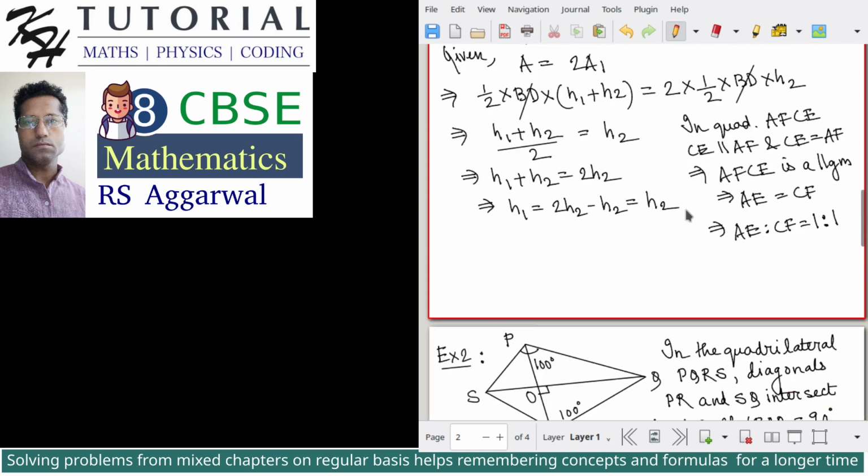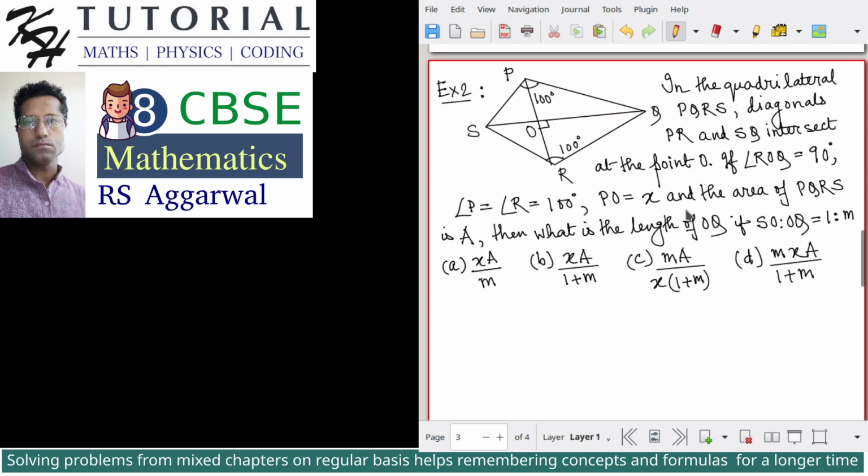Okay, let's do the next problem. In the quadrilateral PQRS, the diagonals PR and SQ intersect at the point O. If angle ROQ is 90 degrees, angle P is equal to angle R is equal to 100 degrees, PO is equal to X, and the area of PQRS is capital A, then what is the length of OQ, if SO to OQ is 1:m?